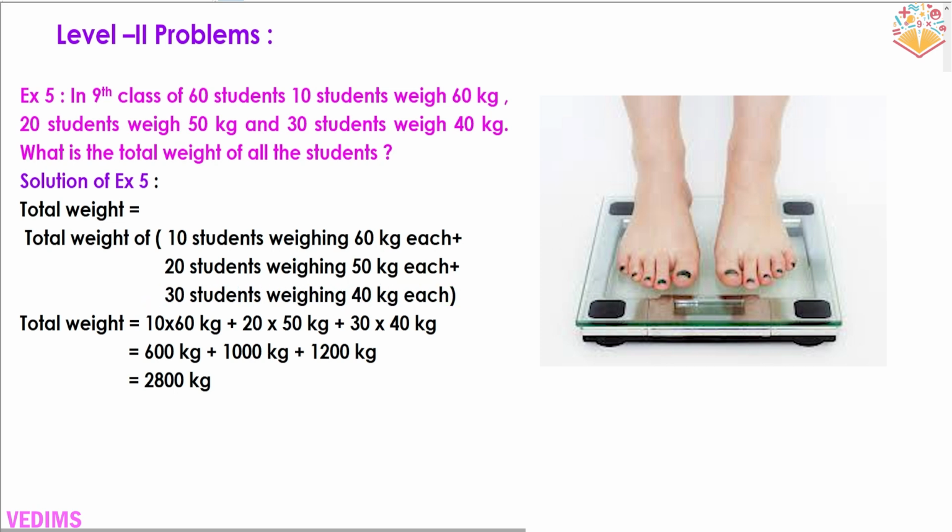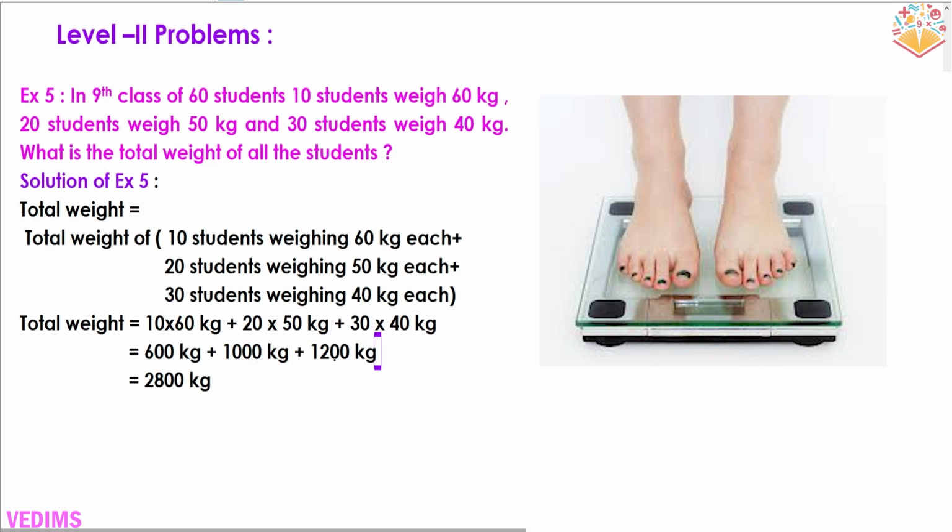Using the multiplication rule, total weight will be 10 into 60 kg, plus 20 into 50 kg, plus 30 into 40 kg. 10 into 60 becomes 600 kg, plus 20 into 50 becomes 1000 kg, plus 30 into 40 becomes 1200 kg.